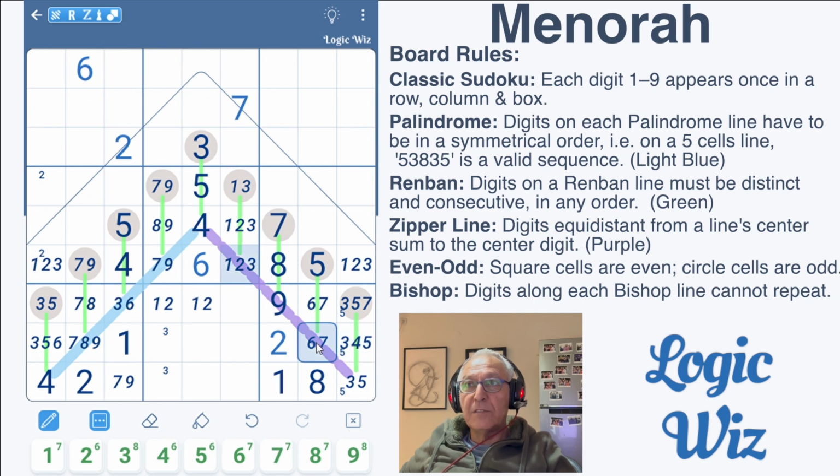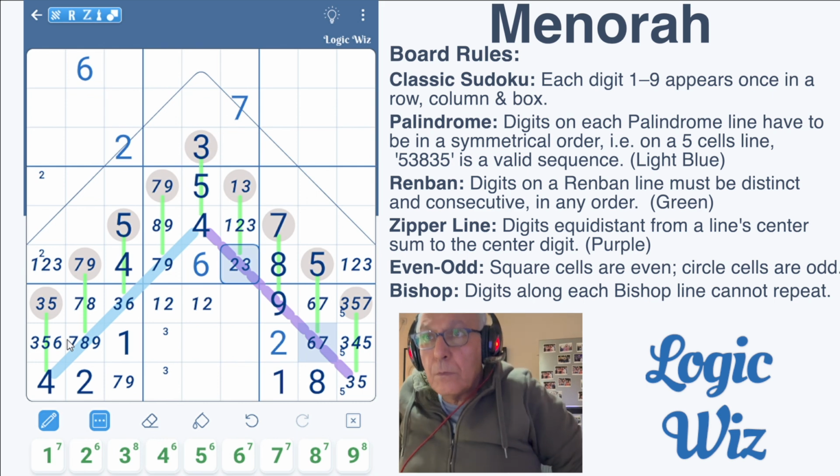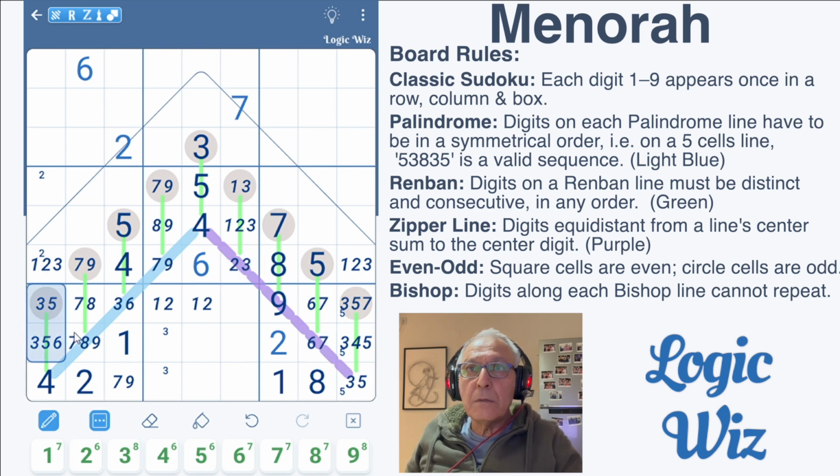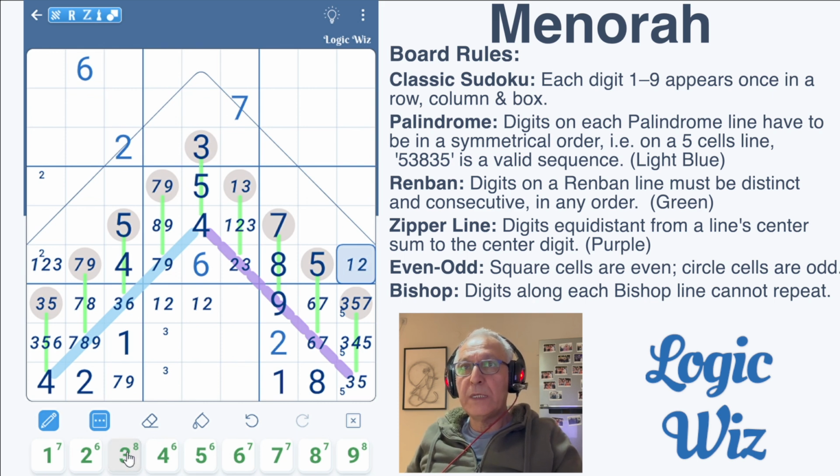Now if this one is 6 and 7, this one can be only 2 and 3. 1 can no longer be here. But now we must have 3 must be here. This one can no longer be a 3. It is 1 and 2.